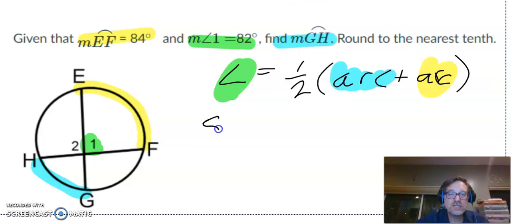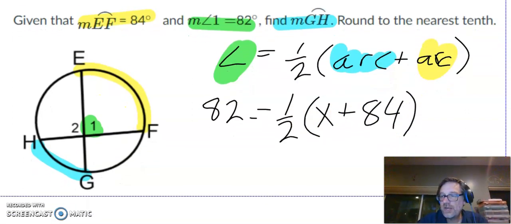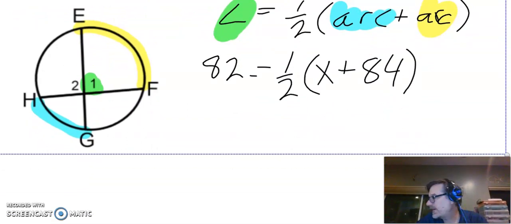Green, we highlighted green, that's 82. That equals 1/2 of the blue arc. Well, that's what I'm trying to find. Plus the yellow arc, which is 84. Now, if I'm solving this, I could distribute the half into the parentheses, but then I get half x. I'm not a huge fan of getting half x.